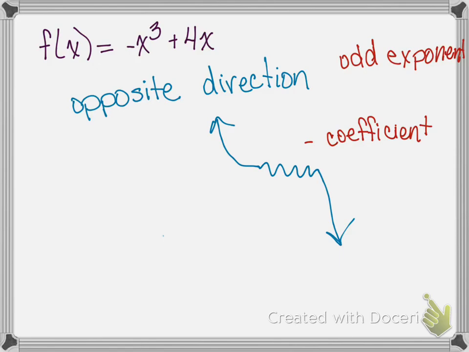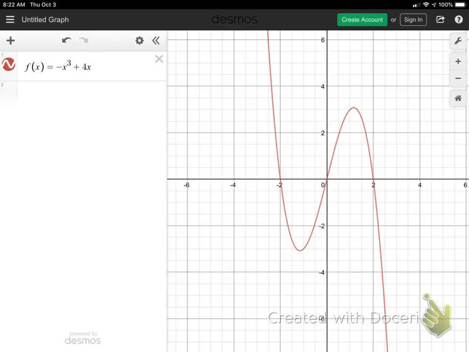Let's check ourselves. Now, we haven't talked about how to determine what's happening in the middle, so we don't need to worry about this. All I want to know is, did we get our direction right? And we did. Opposite direction, top left, bottom right. So we did good. I actually think that's the hardest one. I think the others are easier. Okay, let's look at the next one.